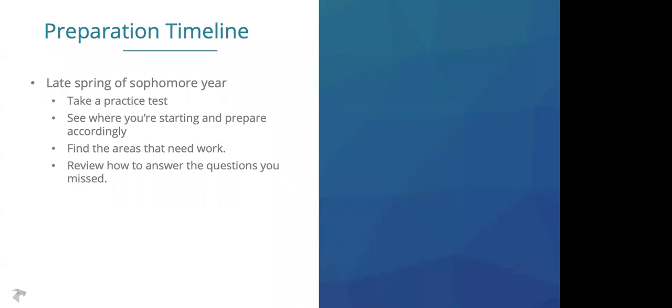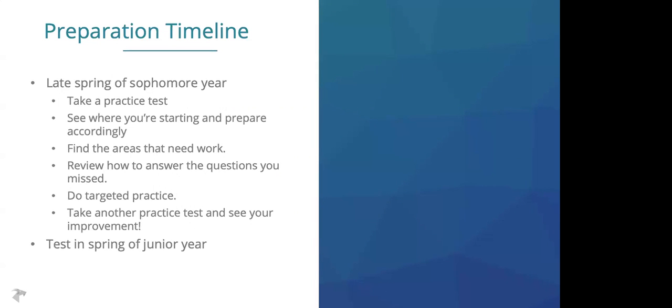It's important to review solutions and understand how to solve the questions you missed. That's one great way to start improving. And then based on what you've missed, do targeted practice. This means having a focus area and clear objectives for your study sessions. So practice those specific skills and question types until you feel more confident. Then take another practice test to measure your improvement and repeat. Follow the same steps again and again until you end up taking the test, I would say in the spring of your junior year.